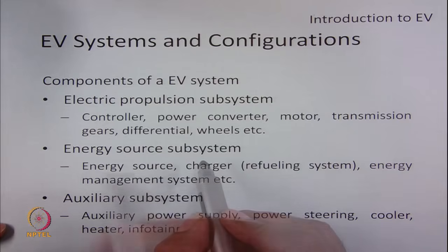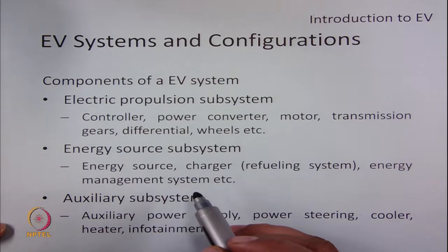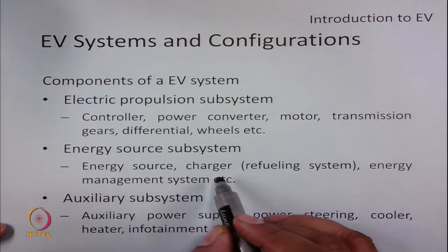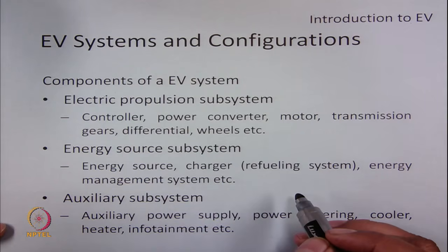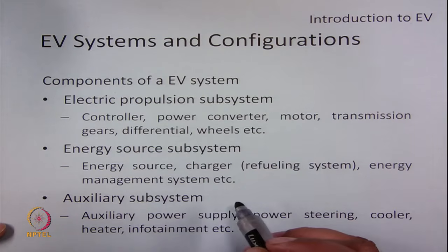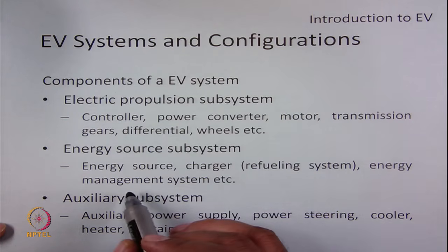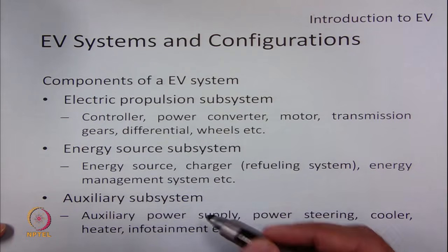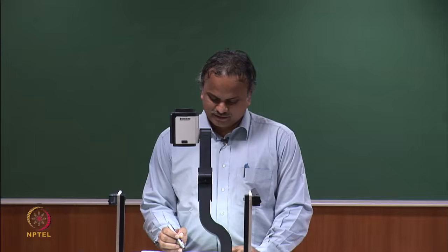In the second system, which is the energy source subsystem, the designer has to take care of placing the energy source, the selection of the energy source, the design of chargers or the refueling systems in case of fuel cell and other systems, and the managing of this energy flow by a system known as the energy management system or EMS, which talks to all the components such that the energy within the system can be saved.